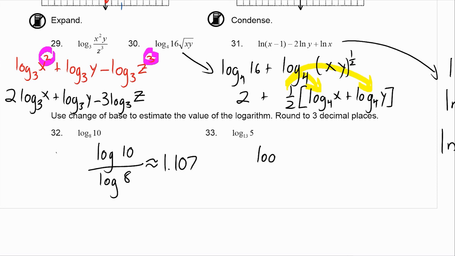And then same thing for the other one, log of 5 over log of 13, which is going to give us 0.627.